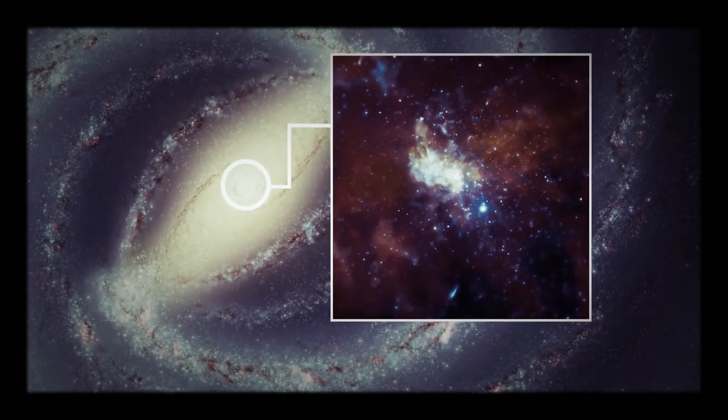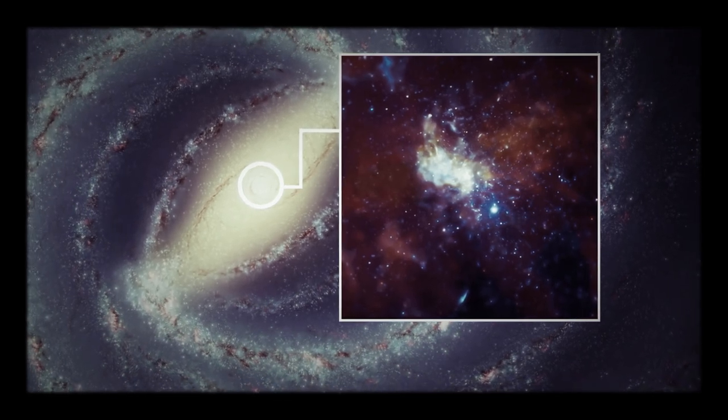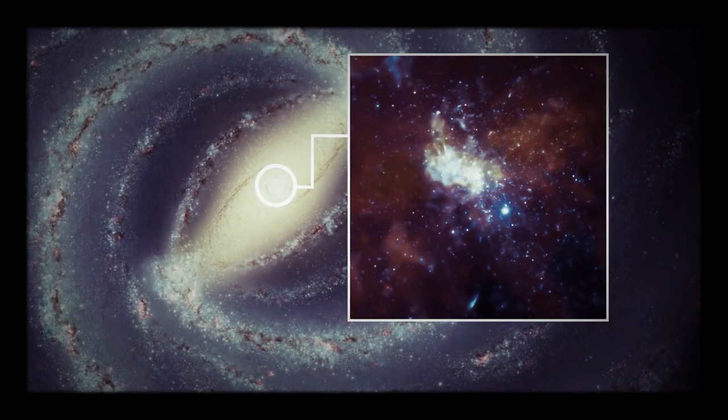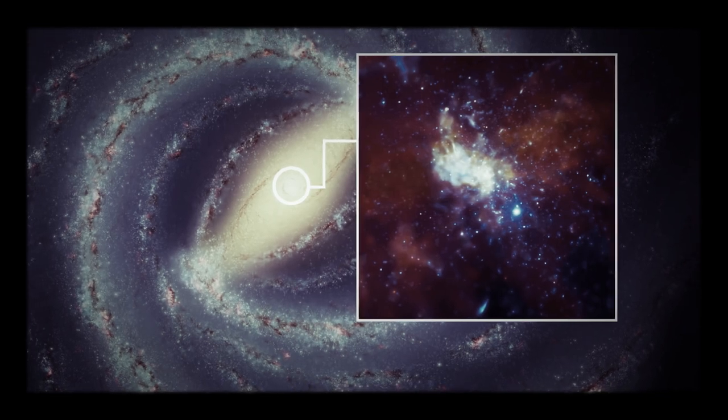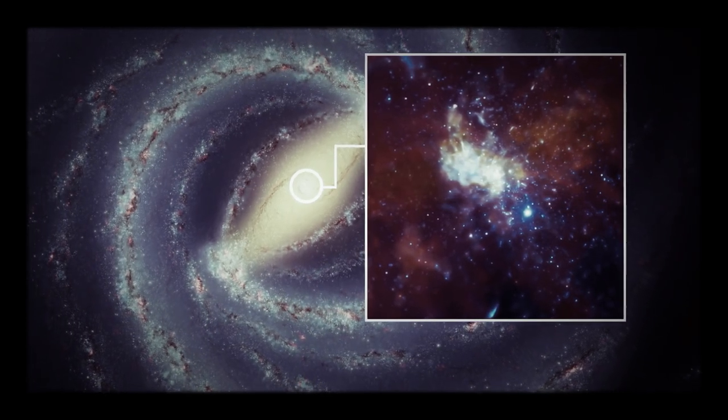Sagittarius A, the supermassive black hole at the center of the Milky Way, has a mass of roughly 4 million suns and has a diameter about the distance between the Earth and our sun.